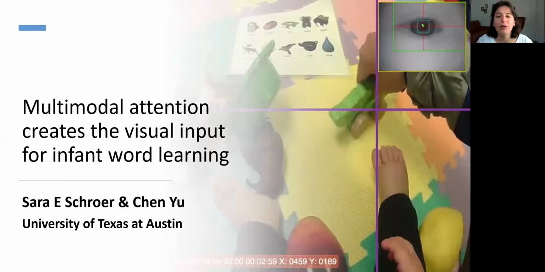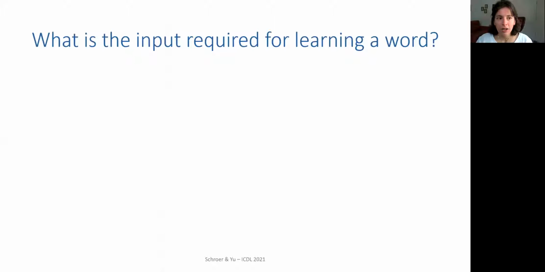Sarah Schroer, and I'm going to be talking about work I've done with Chen Yu on how multimodal attention creates the visual input for infant word learning.